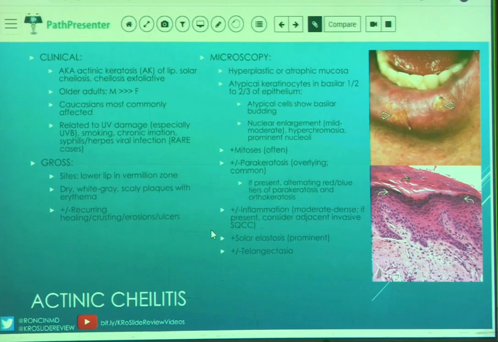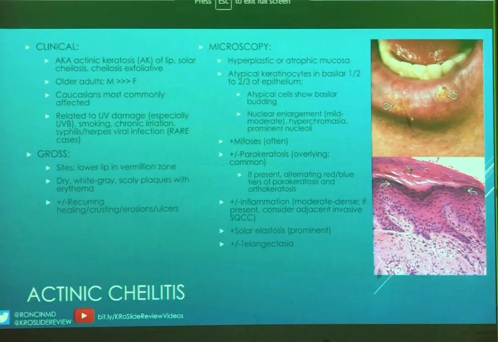P53 mutations, but we also have to think about what kinds of things can be going on in the lip that could cause problems. So smoking, chronic irritation, syphilis or herpes viral infections. Again, these are very rare causes, but you need to think about them because anything that causes constant irritation can induce a lot of damage. Where does this occur? Well, right where we saw it, the lower lip in the vermilion zone.